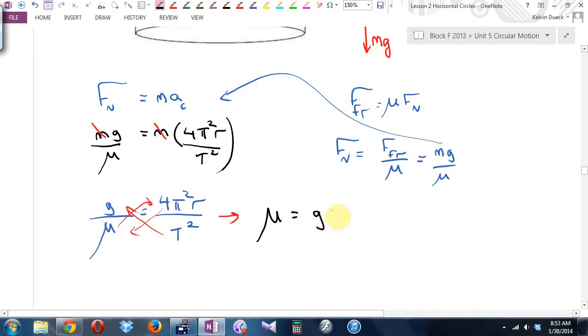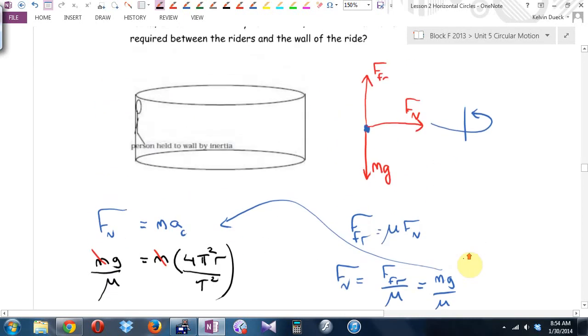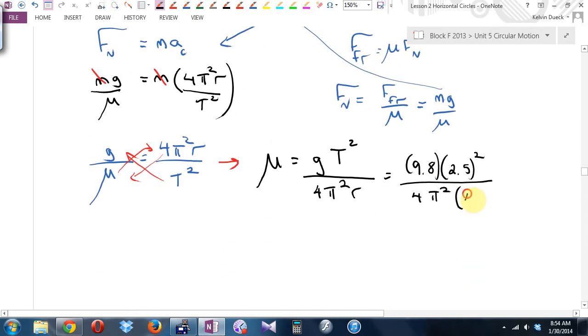T squared, and the g also on the top, yes? And then divided by 4 pi squared r. So it's going to be 9.8. What did I say the period was? I've scrolled down. 2.5 seconds squared divided by 4 pi squared, and what did I say the radius was? 4.8 meters. I'm hoping I get an answer that looks about right, because I've never been on this ride, so I haven't actually measured any of this. I was kind of making up numbers.